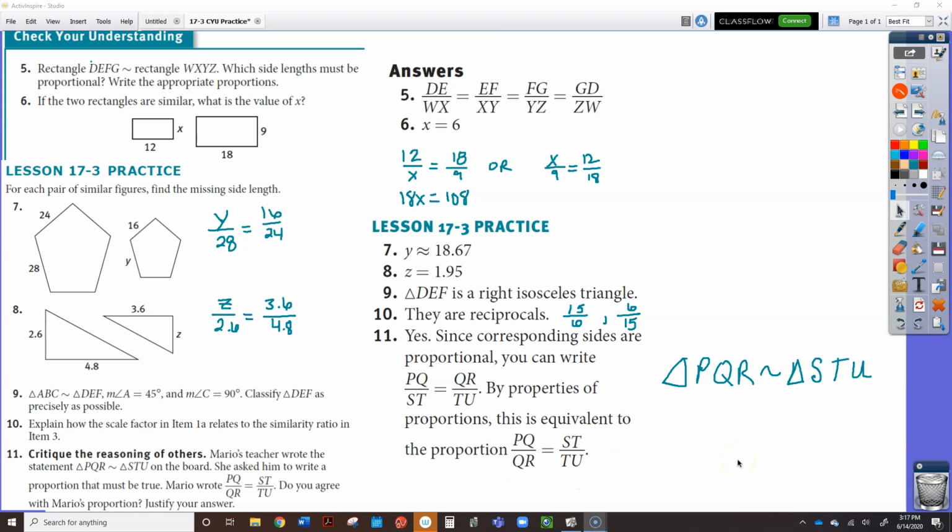All right, that ends activity 17. So you should be doing the activity 17 practice now.